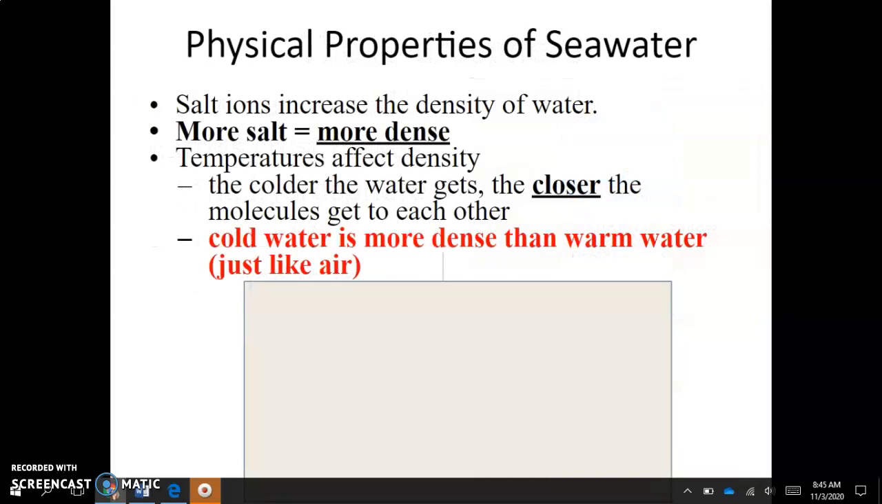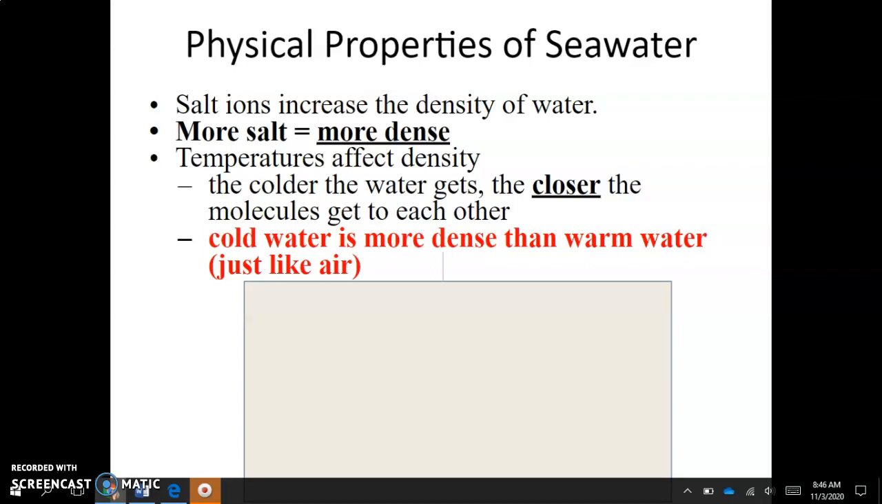So the physical properties of seawater. Seawater is salty, so that means there are salt ions in the water, and this makes the water more dense, so it's heavier. So the saltier the water is, the heavier it will be, and it will sink towards the bottom. Remember, that's what contributes to the movement of those currents in the ocean. So temperature will affect density as well. So the colder the water gets, the closer the molecules get to each other, creating a higher density, which makes it heavier. So cold water is more dense than warm water, just like air.